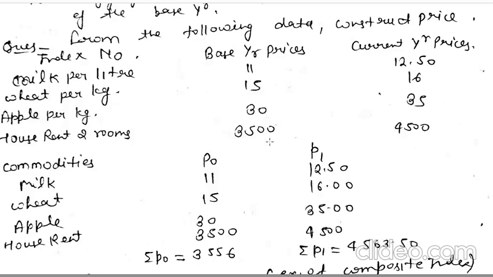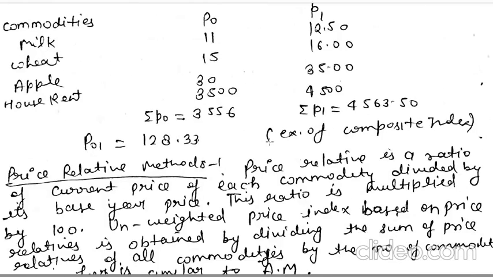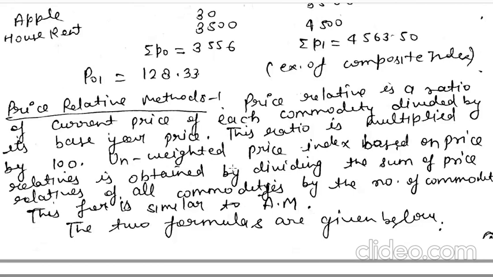And current year prices, that means this is P1. So we need to calculate summation P0 and summation P1. Just write all these values in a formula, then you will get the answer. P01 is equal to 128.33. Right?